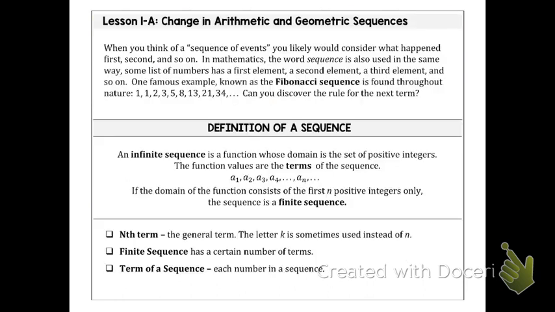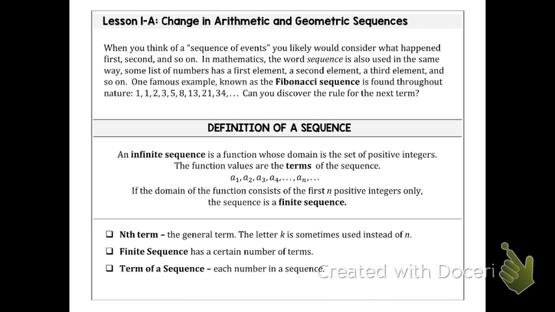real-world problems. All right, so in lesson 1A, arithmetic and geometric sequences. It says when you first think of a sequence of events, you likely would consider what happened first, second, and so on. In mathematics, the word sequence is also used in the same way. Some list of numbers has a first element, a second element, a third element, and so on. One famous example, known as the Fibonacci sequence, is found throughout nature, which is 1, 1, 2, 3, 5, 8, 13, 21, 34, etc. Can you discover the rule for the nth term?